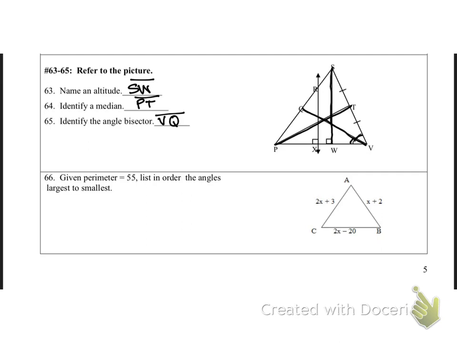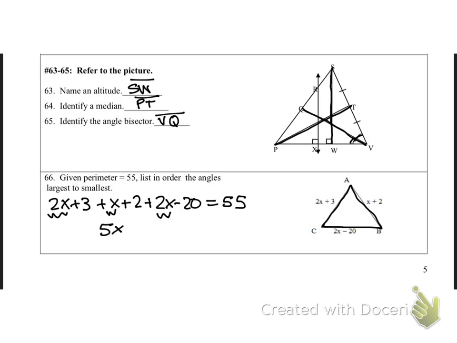Given perimeter 55, we want to list the order of the angles from largest to smallest. In order to do that, we have to know the side lengths. So we know that the perimeter is 55, and they give us all these side lengths here. So all I'm going to do is 2x plus 3 plus x plus 2 plus 2x minus 20 has to equal 55. So I have 2x, x, and 2x, so that's 5x. And then 3, 2, and minus 20, so that's negative 15, is equal to 55. So that means 5x is equal to 70. So x is equal to 14.